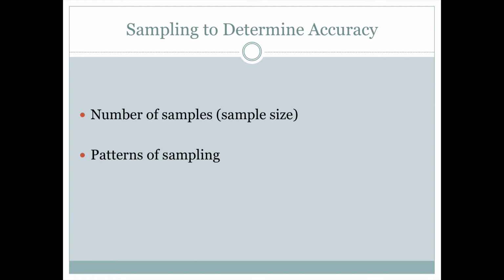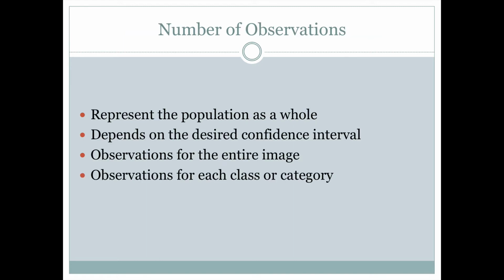And when we're sampling data, two important considerations are the number of samples that you'll select, and sometimes that's called the sample size. And then also, what sort of pattern will your sampling take? For example, will it be randomly placed or will it be very systematic, every certain distance apart?